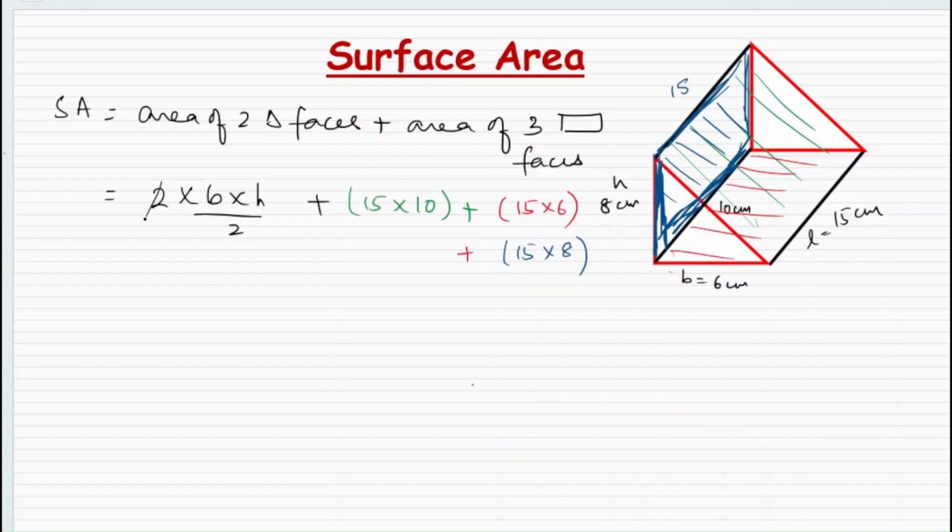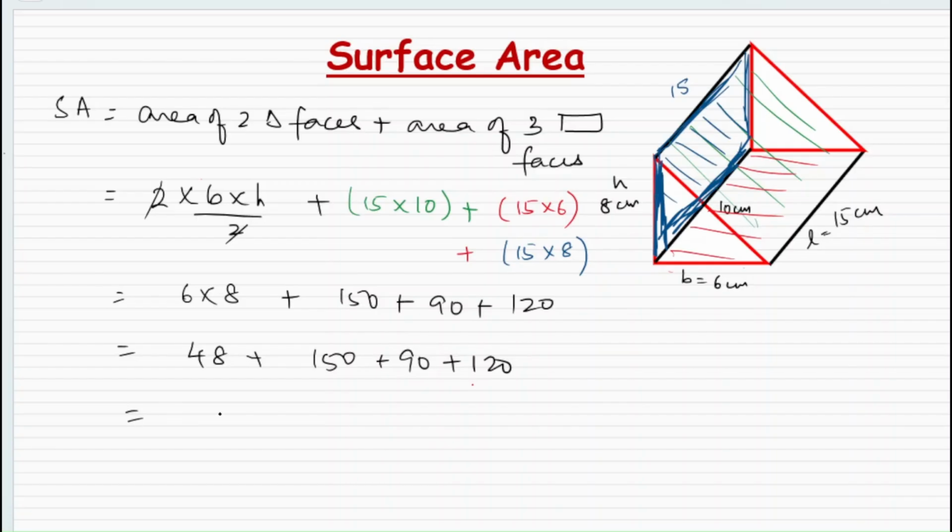Now 2 divided by 2 is 1, so base times height: the base is 6, the height is 8, so 6 times 8, plus this is 150, plus 15 times 6 is 90, and 15 times 8 is 120. So 6 times 8 is 48. When I add all these numbers, I get the surface area of this triangular prism as 408 centimeters square.